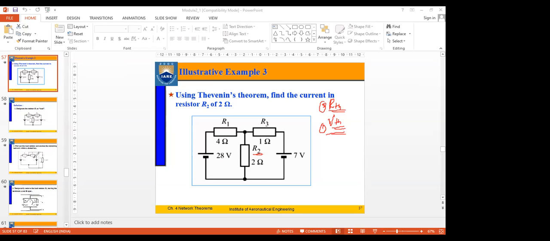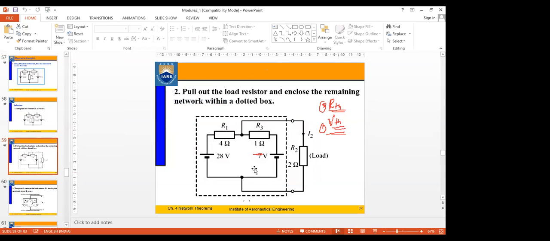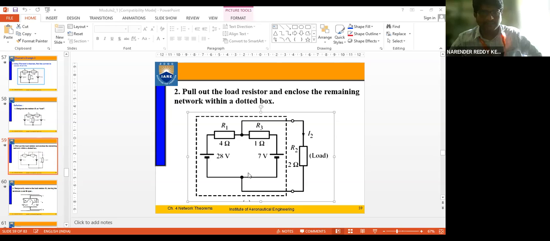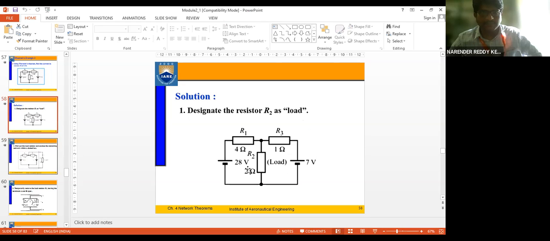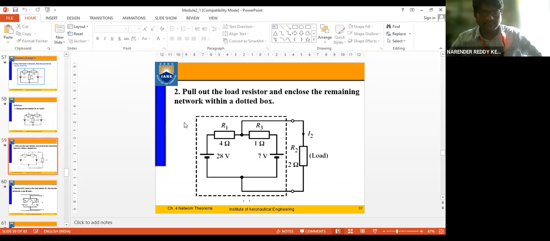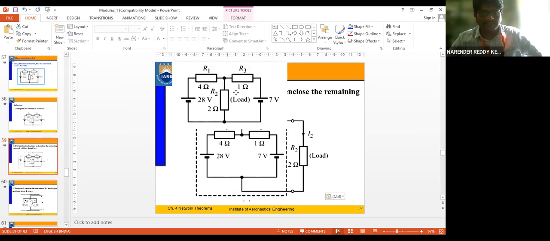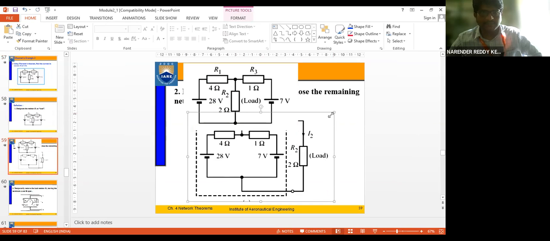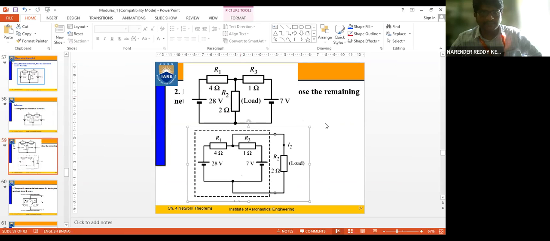So let us redraw the circuit in a different manner like this. What you are trying to do here is just eliminate this, bring this R2 outside. Even if this circuit or this circuit, both are the same, right? Are these both circuits the same?